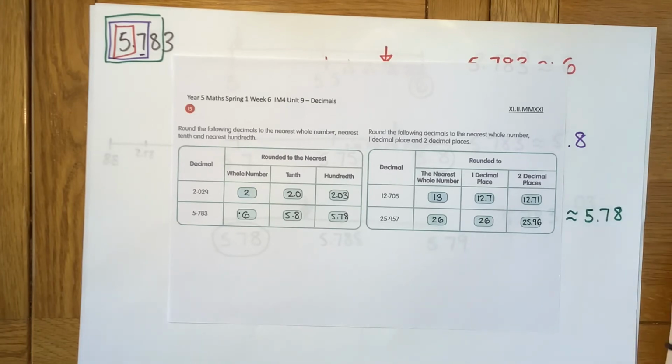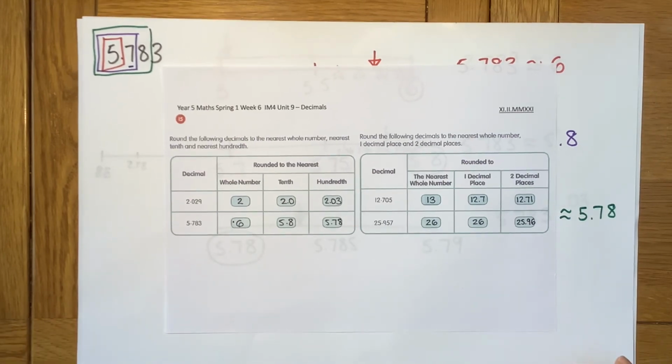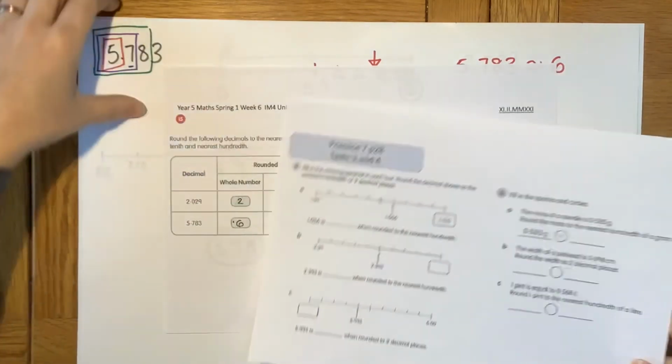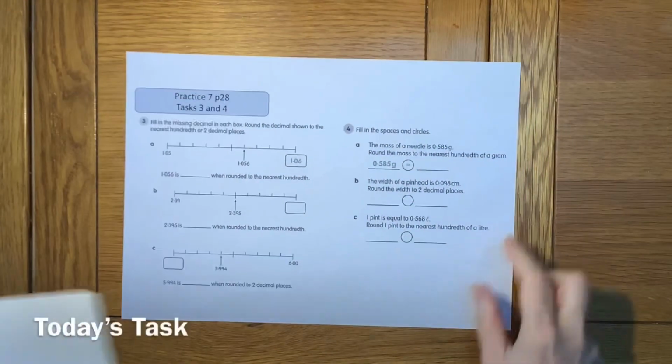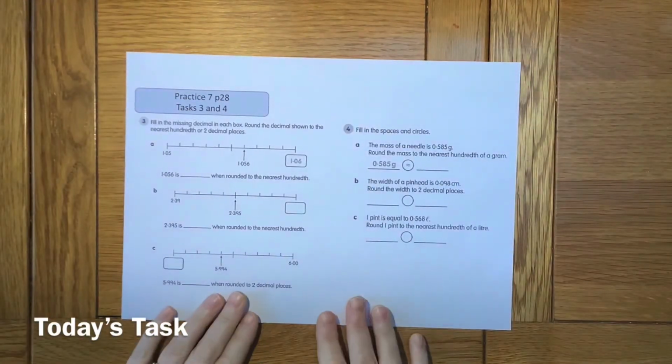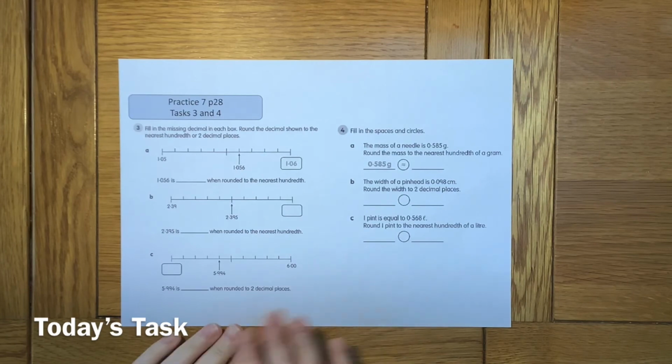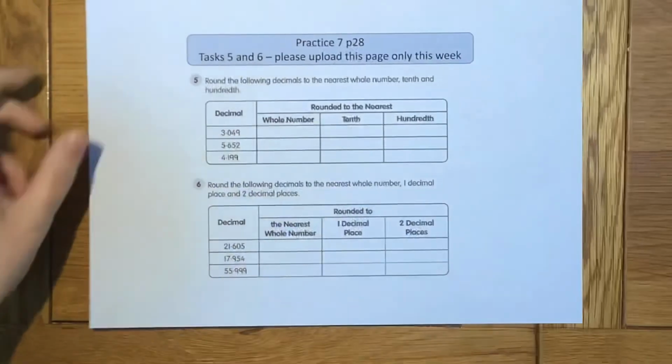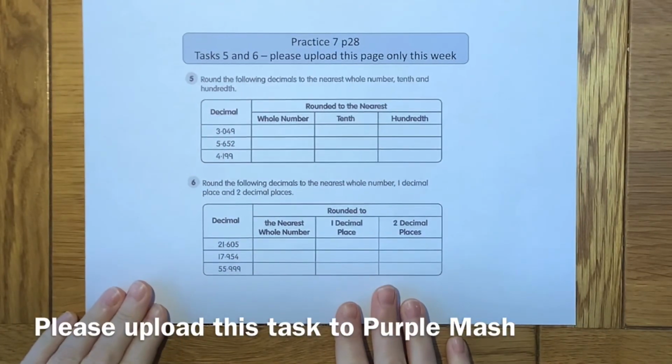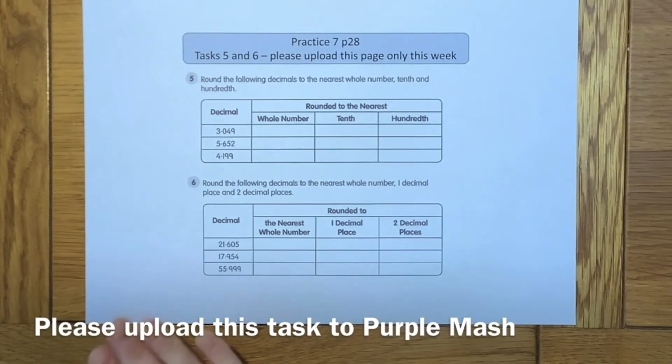So that reaches the end of our work on rounding decimals. Your practice today looks like this. There's a couple of rounding to the nearest hundredth that you need to do, just like we practiced. And then this is the activity that we would like you to upload to Purple Mash today, please. Just this page. This will be the last piece of maths work you'll upload to Purple Mash before we move over to Teams after half term.